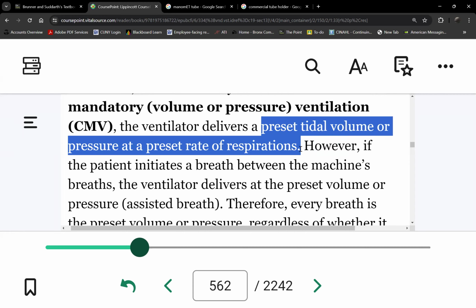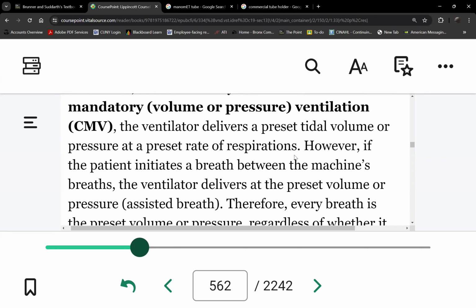So tidal volume is what again? The amount of air delivered with each breath. The calculation is usually 6 to 8 mLs per kilogram. The rate is the respiratory rate: how many breaths will the ventilator give? You understand so far? This is a shared work of breathing, so the ventilator and the patient will share the work.